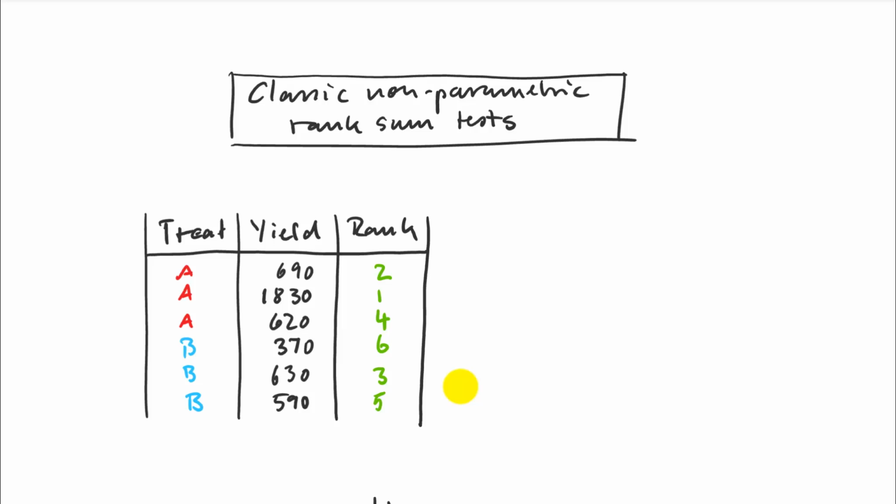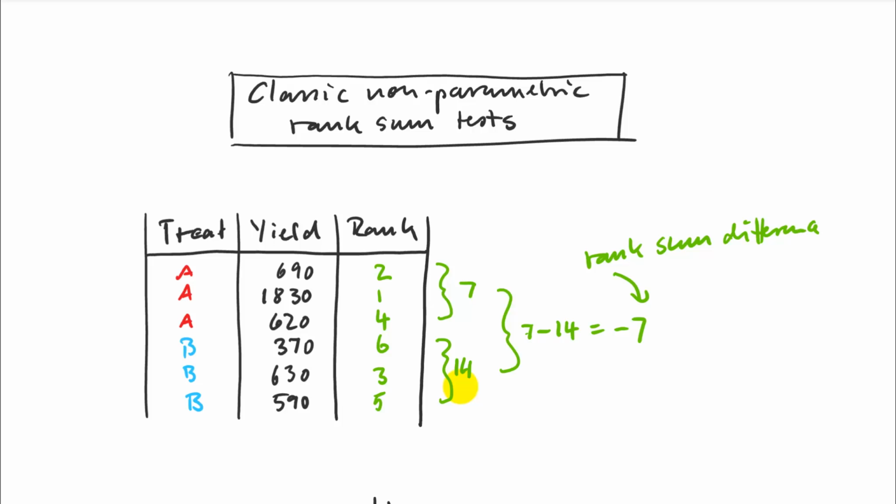And now I calculate the sums. So for treatment A, that would be 1 plus 2 is 3 plus 4 is 7. And for treatment B, 6 plus 5 is 11 plus 3 is 14. And now we calculate the difference. So 7 minus 14 equals minus 7. So that is my rank sum difference.